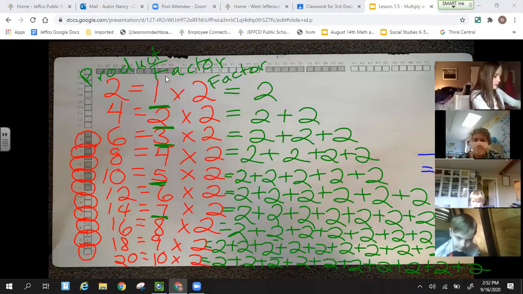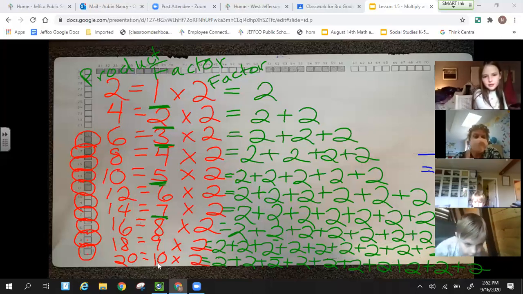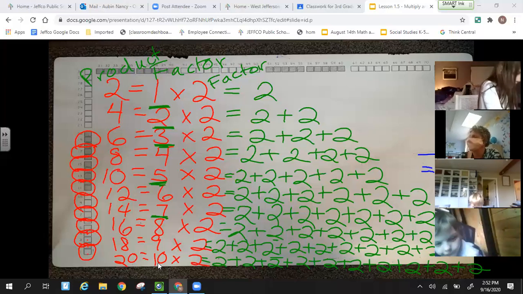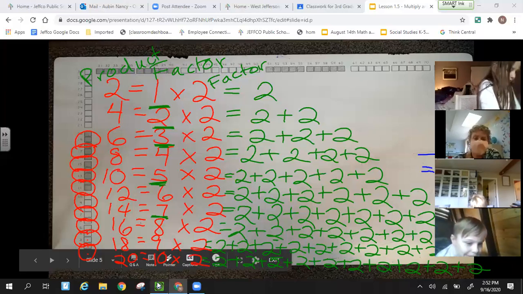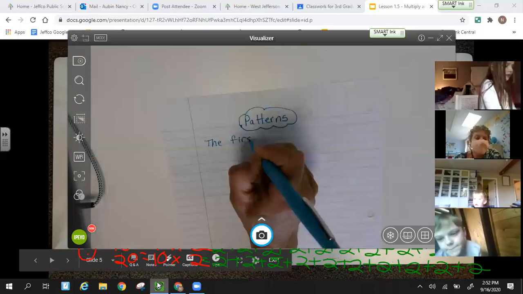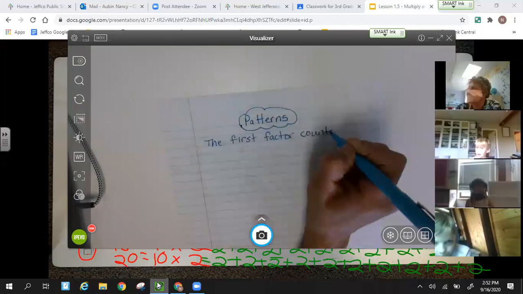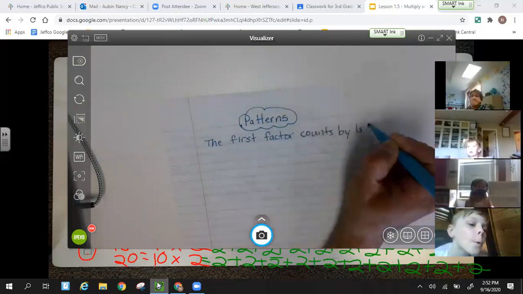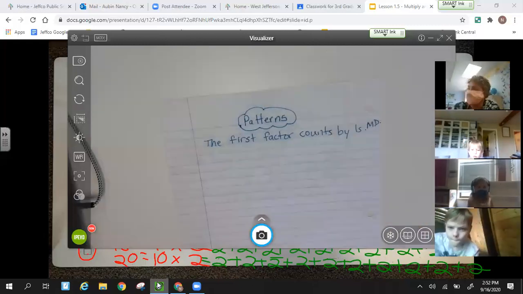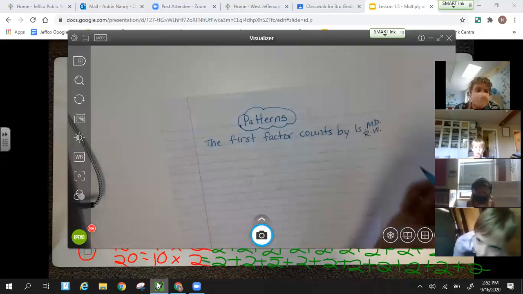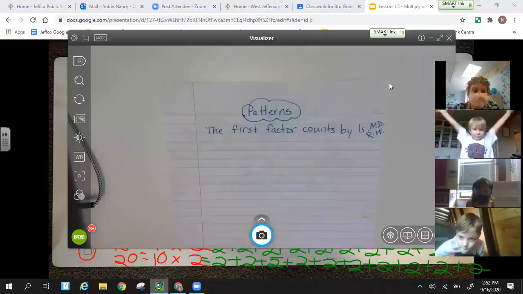Okay, so Maddie's looking at the first, what do we call this? The number you multiply by is called a factor. So she says the first factor counts by ones, right? 1, 2, 3, 4, 5, 6, 7, 8, 9, 10. So I'm gonna write the first factor counts by ones, and that's from Madison. And Robert also put that in the chat. Robert also gets credit for that. Good job, Robert. The first factor counts by ones.